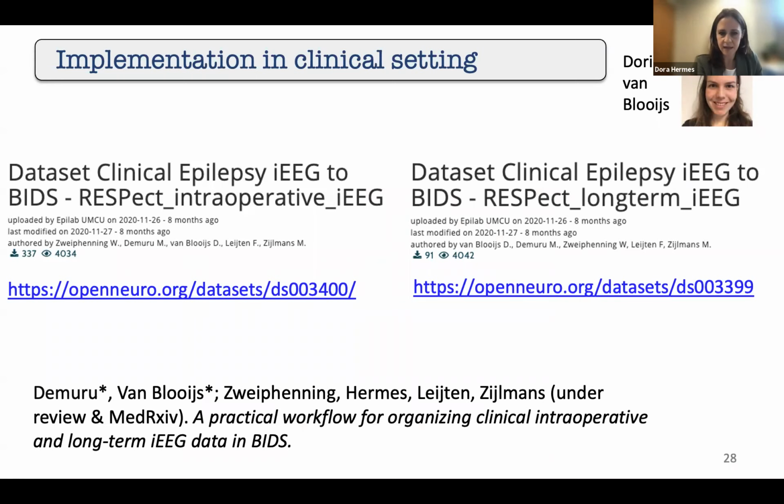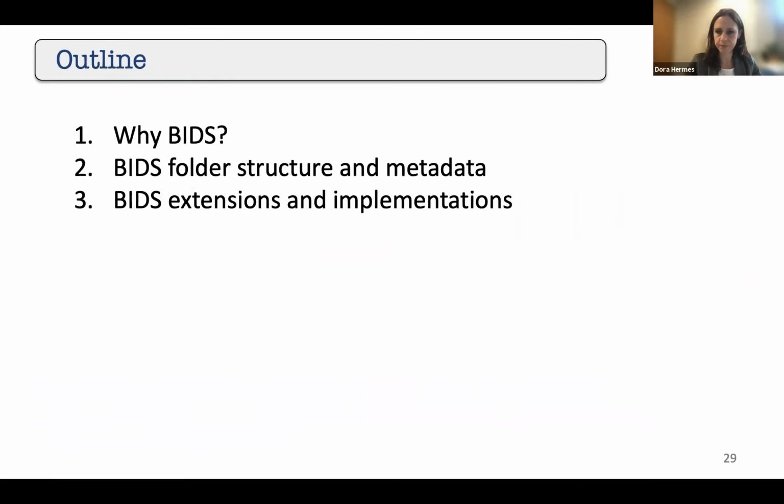And so these data and the paper with the workflow is shared online with 2 separate data sets that give an example of how you can implement, for example, the intracranial EEG BIDS in a clinical setting. There's 2 data sets on OpenNeuro, one that has the intraoperative examples and one for the long-term intracranial EEG data sets, where you can see an example for how this was implemented clinically in a larger setting. The examples that we have for research are already shared on the BIDS examples.